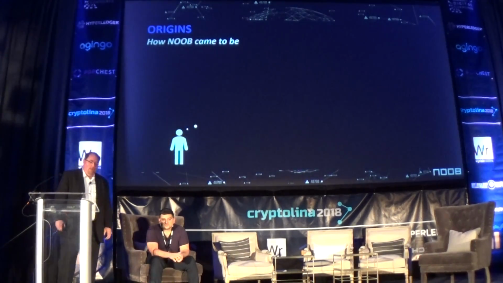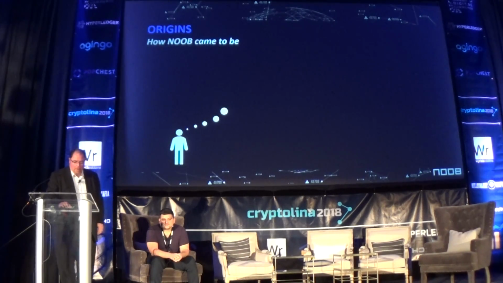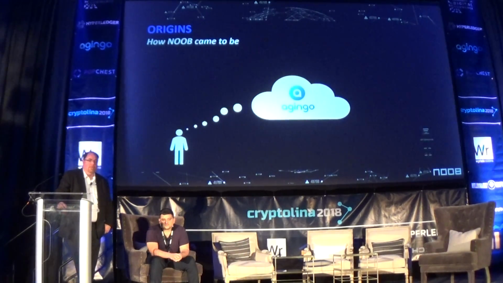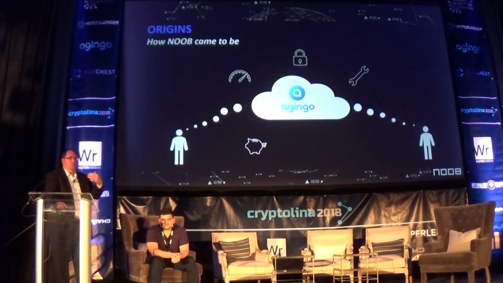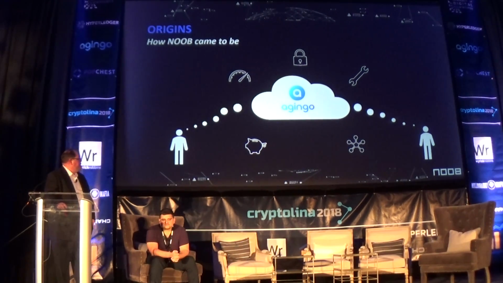So the origins of this: years ago, I was working nights and weekends building Agingo while I ran innovation for a very large bank. And we were building this ranking algorithm that ranks sources of information by focus and trustworthiness. In other words, we want to give you control of what you see online on the internet based on trust.